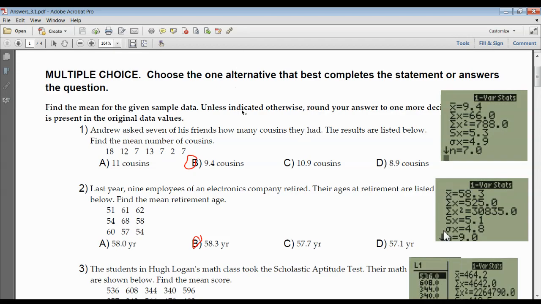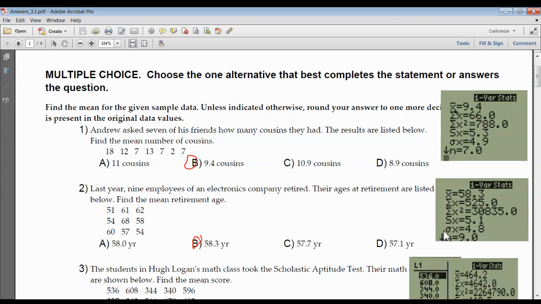Andrews asked his 7 friends how many cousins they had. The results are listed below. What's the mean? Mean is the average. All right. So I could have just taken those numbers and actually maybe even added them in my head or added them on the calculator. And it's what? There's 7 numbers. Take the total, divide by 7.